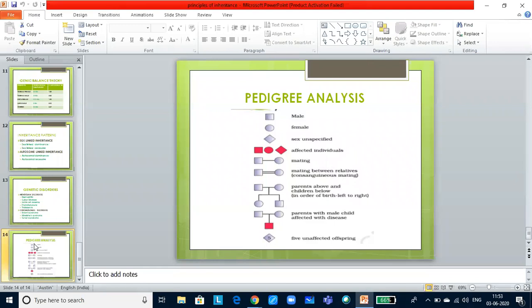And if there are any defects, then by analyzing the pedigree, they will be able to tell what kind of problems will be occurring in the unborn kids. So that parents can always take a decision whether to go ahead or abort the fetus or not to have the children.